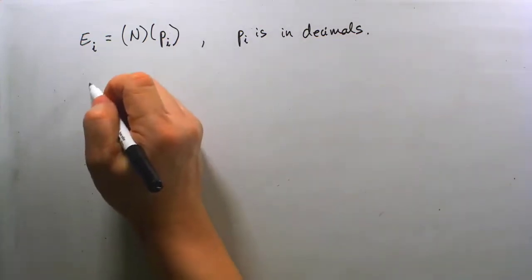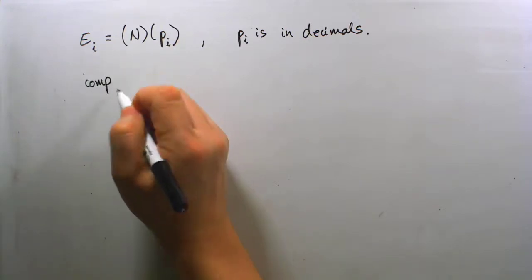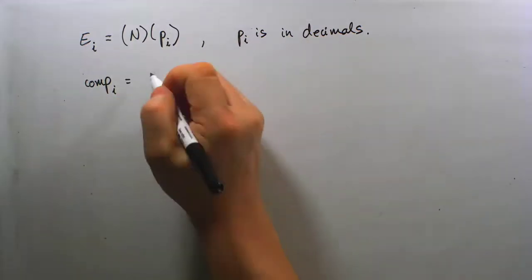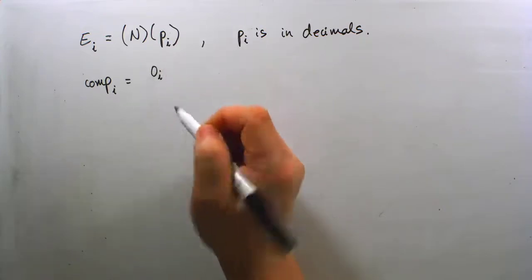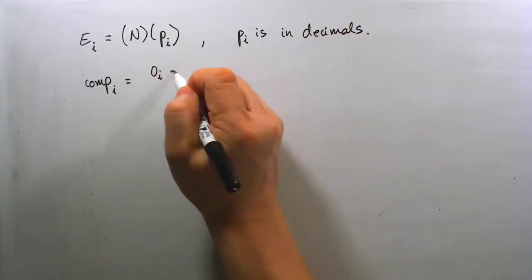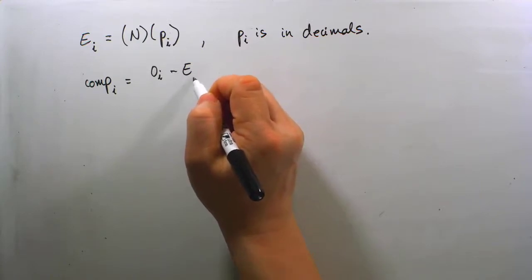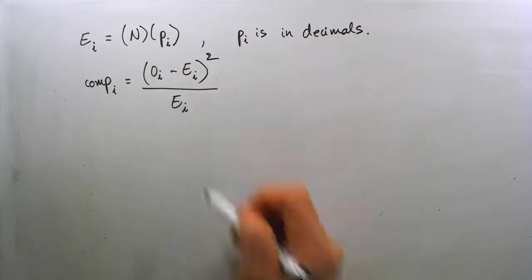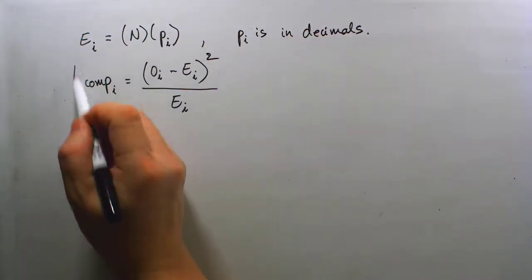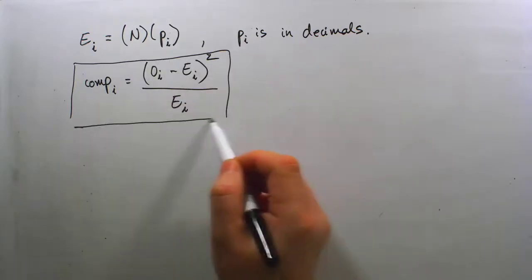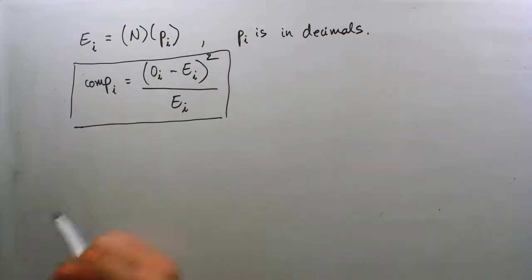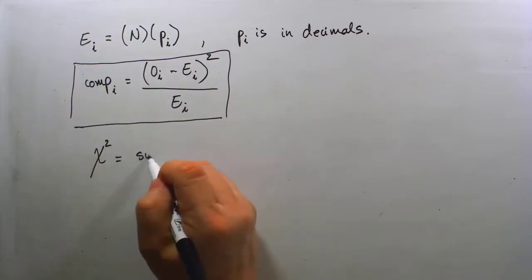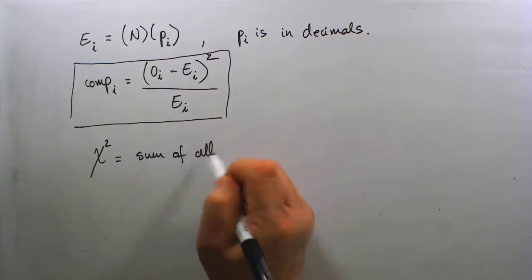Then the components, as another highlight on any of the categories, is calculated as the difference between the observed count in the particular category and the expected count, then square the difference and divide it by the expected count of the category. That is the component value. And at the final step, chi-square is the sum of all components.